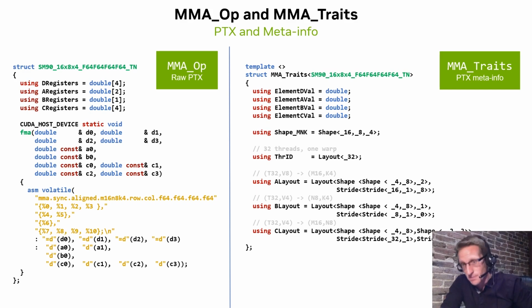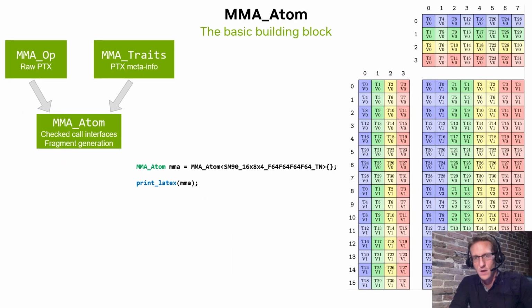This includes the logical shape, the threads that will be involved, and the layouts of the threads and the values in the A, B, and C tiles. With the PTX instruction and its full metadata, we're ready to create an MMA atom. An MMA atom is simply the combination of the PTX instruction and its complete metadata encoded in the traits. Here, I'm constructing the new Hopper DMMA atom and outputting a human-readable version of the metadata. This should look familiar to what was shown by Andrew a few slides back.